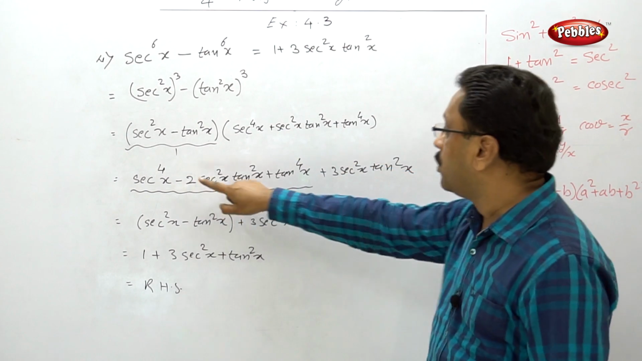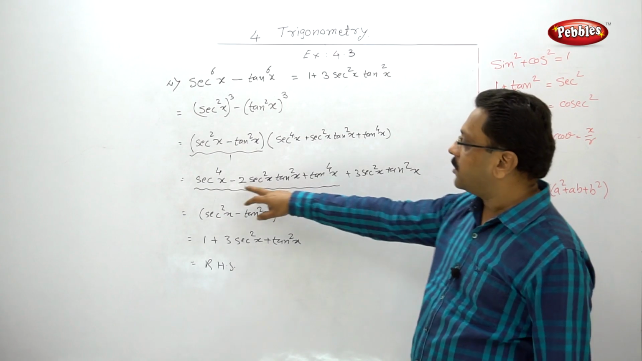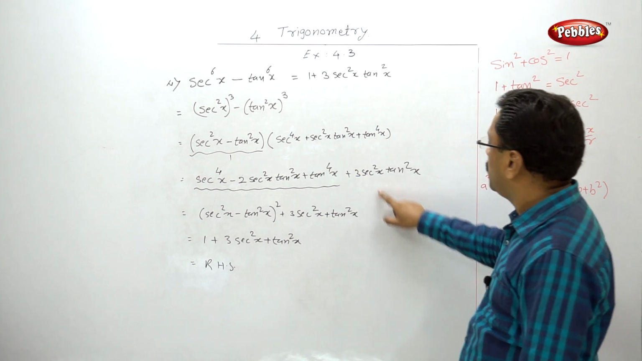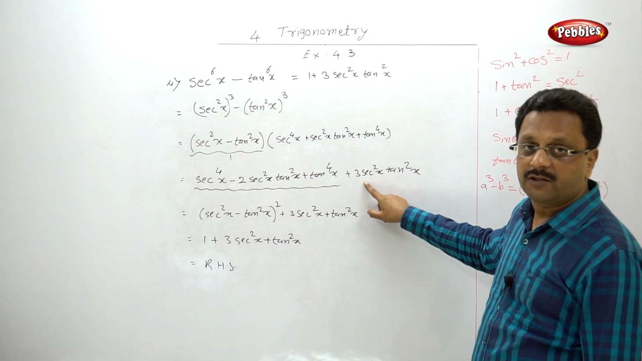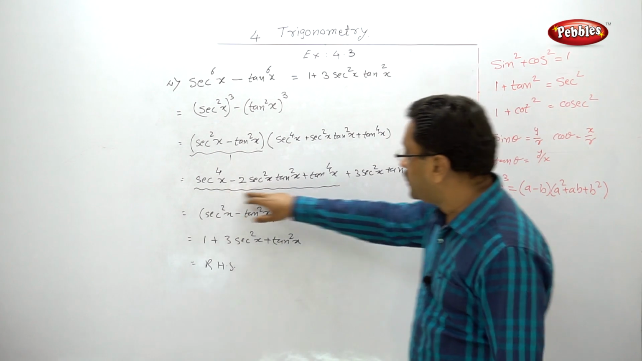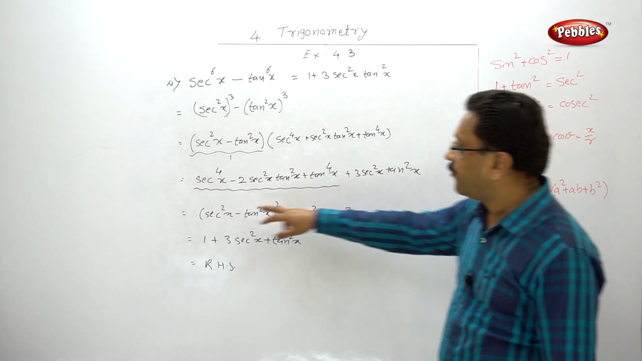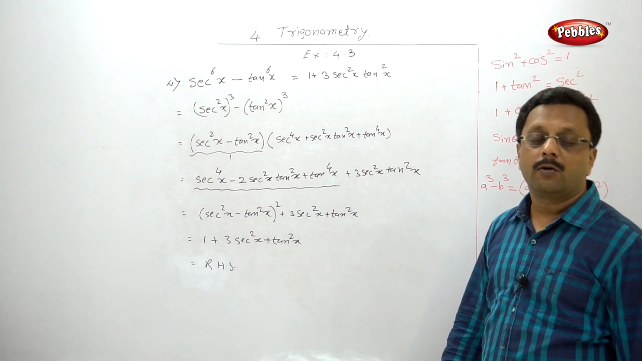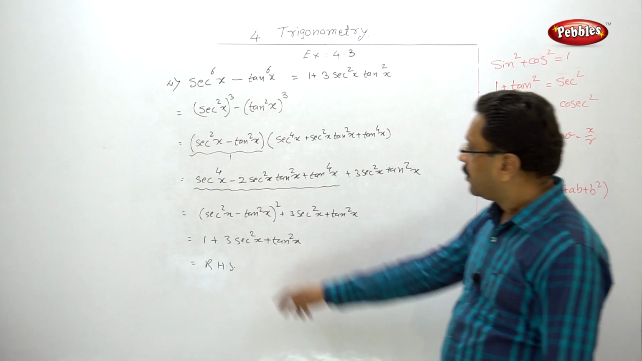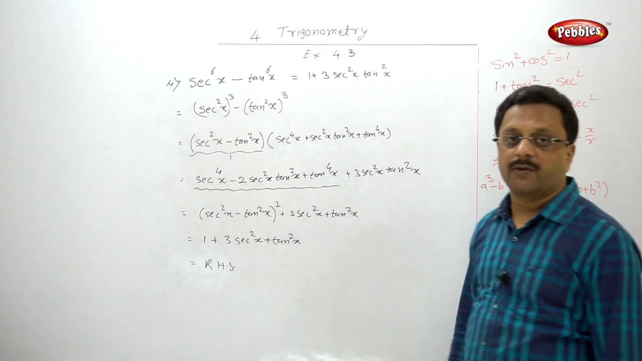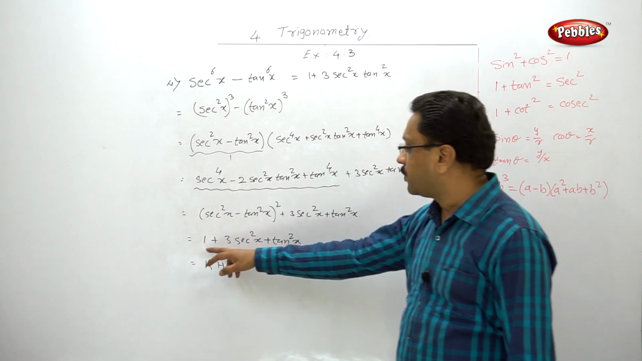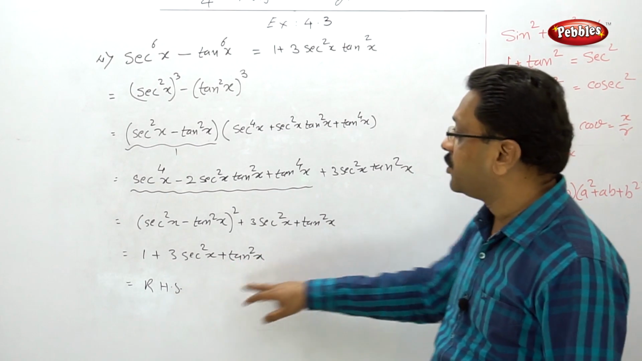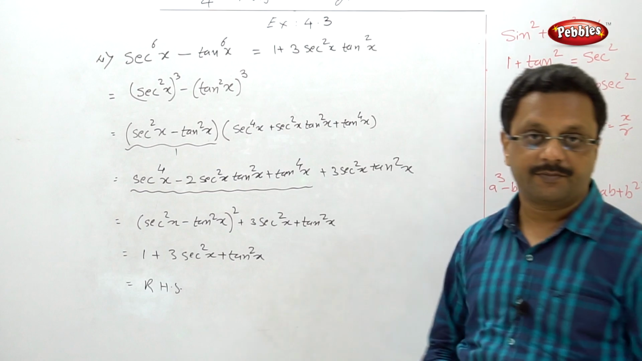Here we have taken 2. So we cannot just take minus 2 here. We want plus 1 here. So we will add plus 3 sec square tan square. Now this is a perfect square of sec square minus tan square whole bracket square. Now this sec square minus tan square is 1, so that bracket square is also 1, and so we have 1 plus this remaining, which is equal to right hand side.